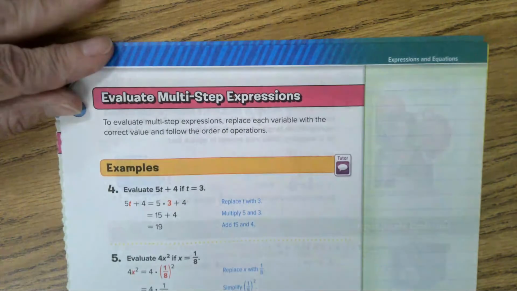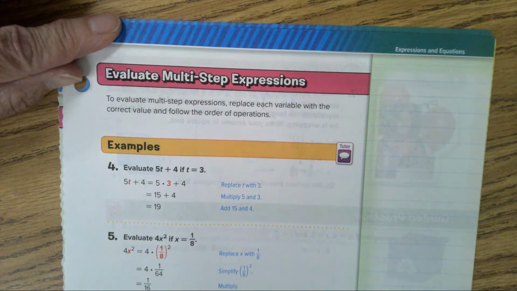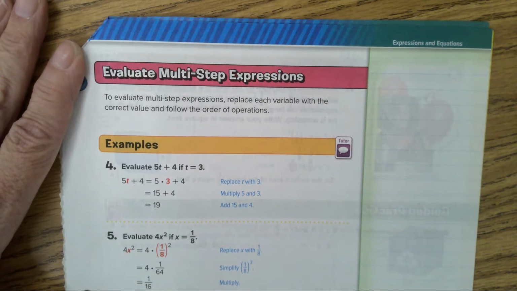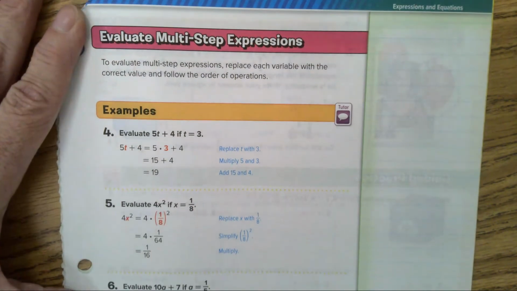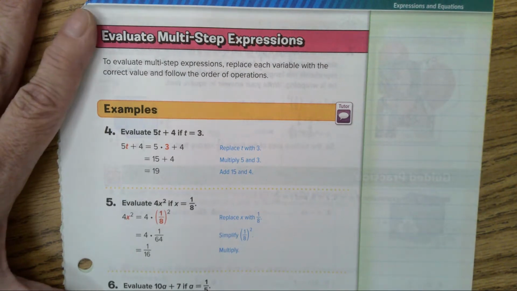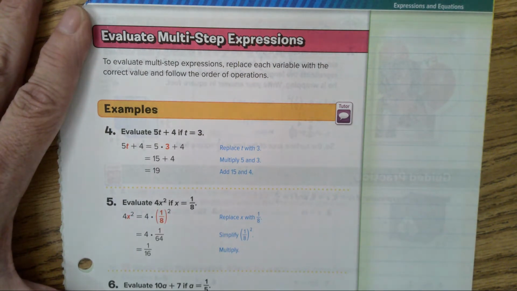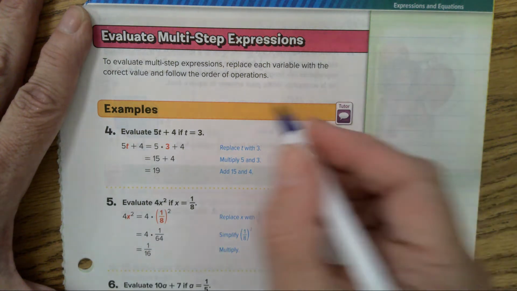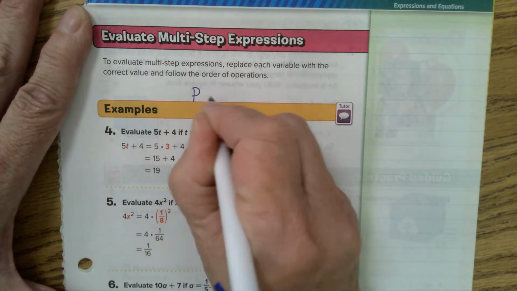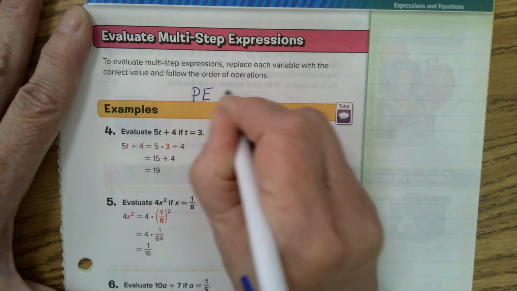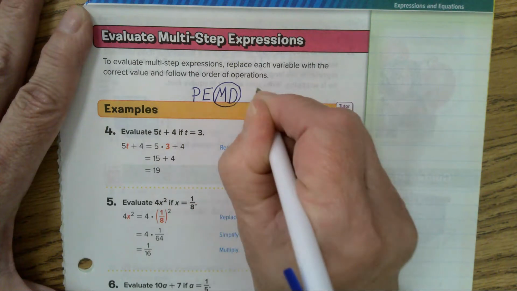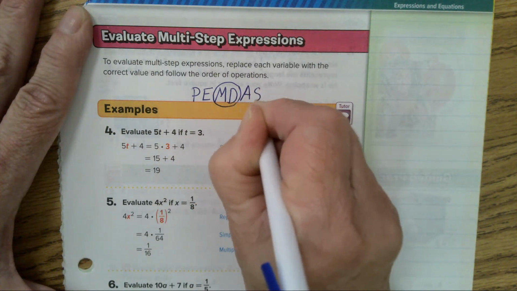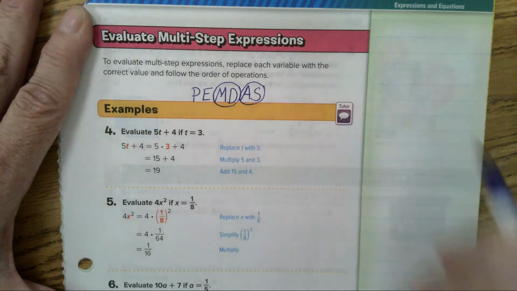Here we are going to evaluate multi-step expressions. So these expressions, the ones we're going to do next, will require more than one step. To evaluate multi-step expressions, replace each variable with the correct value and follow the order of operations. Now the order of operations, PEMDAS: parentheses, exponents, then you do multiplication and division, but if the division comes first, you do division, and you end with addition and subtraction. If the subtraction sign comes first, you do the subtraction.